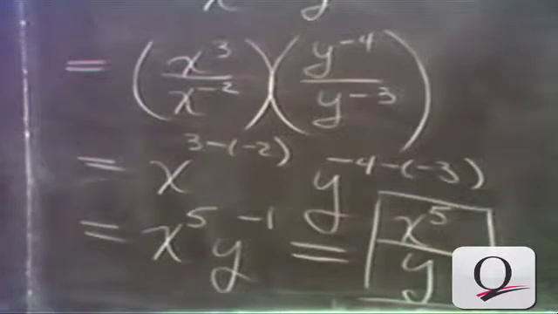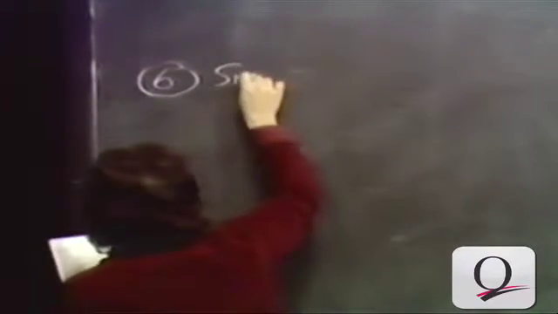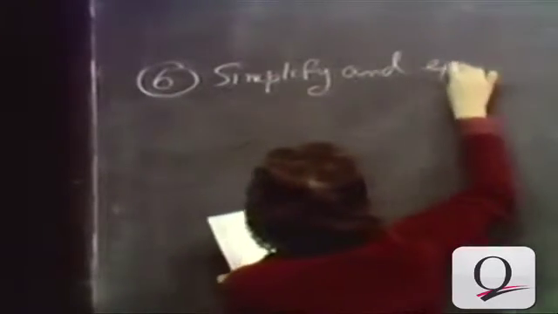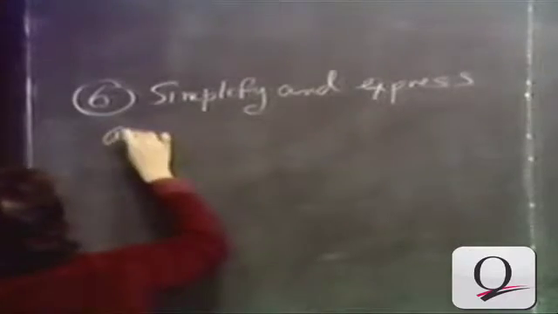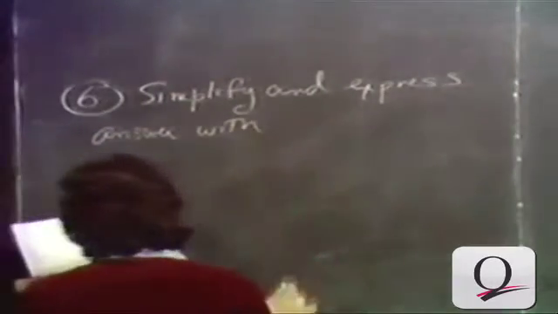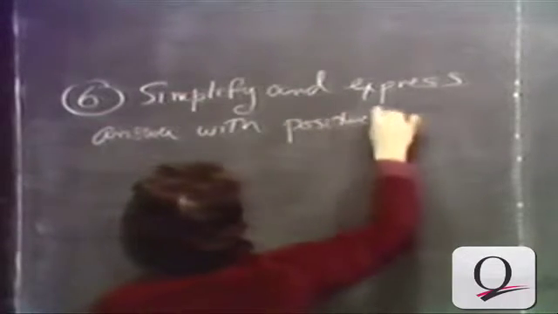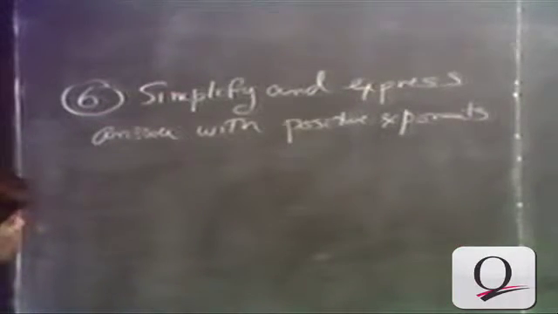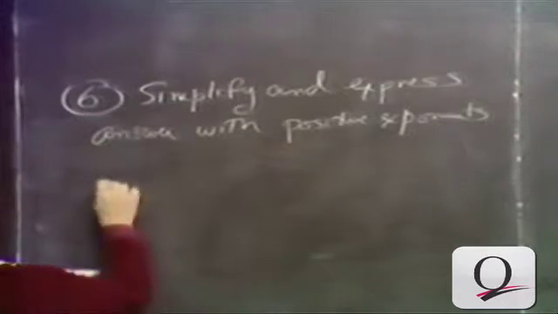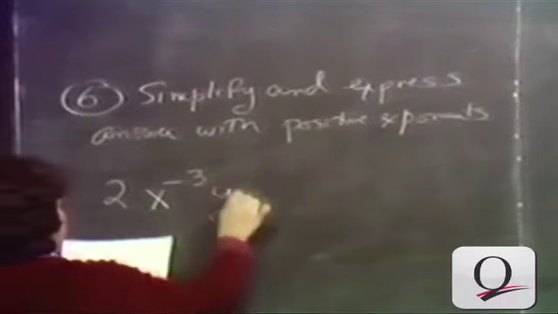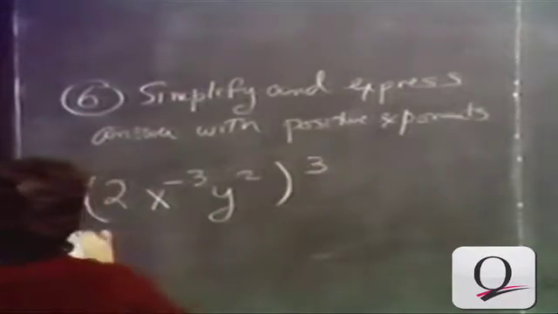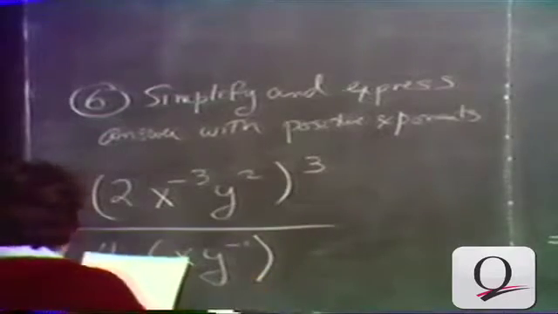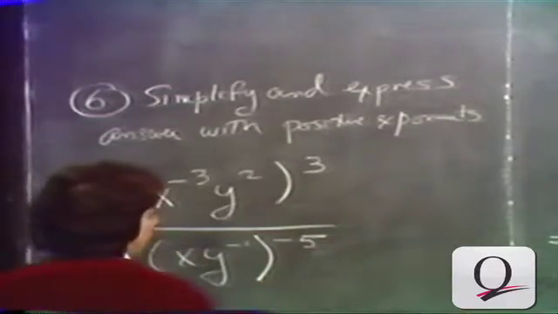Okay, let's try a slightly more complicated problem involving exponents. We want to simplify the following and express the answer with positive exponents. And the problem is the following. 2x to the minus 3 y squared, all raised to the 3rd power, over 4 times y to the minus 1, and only the x y to the minus 1 is raised to the minus 5th power.